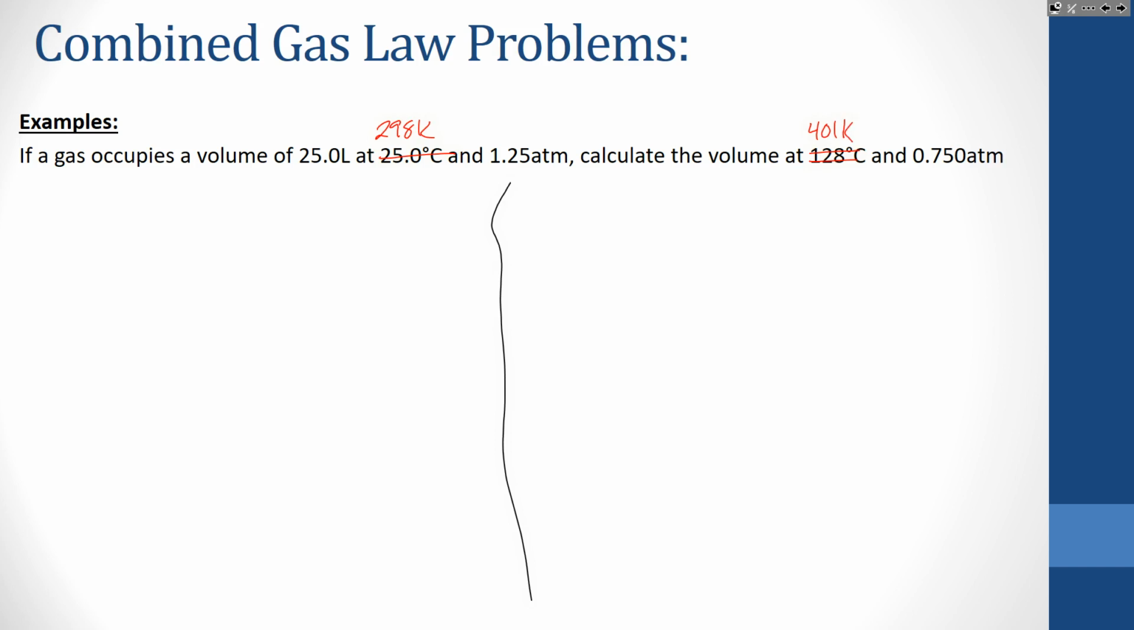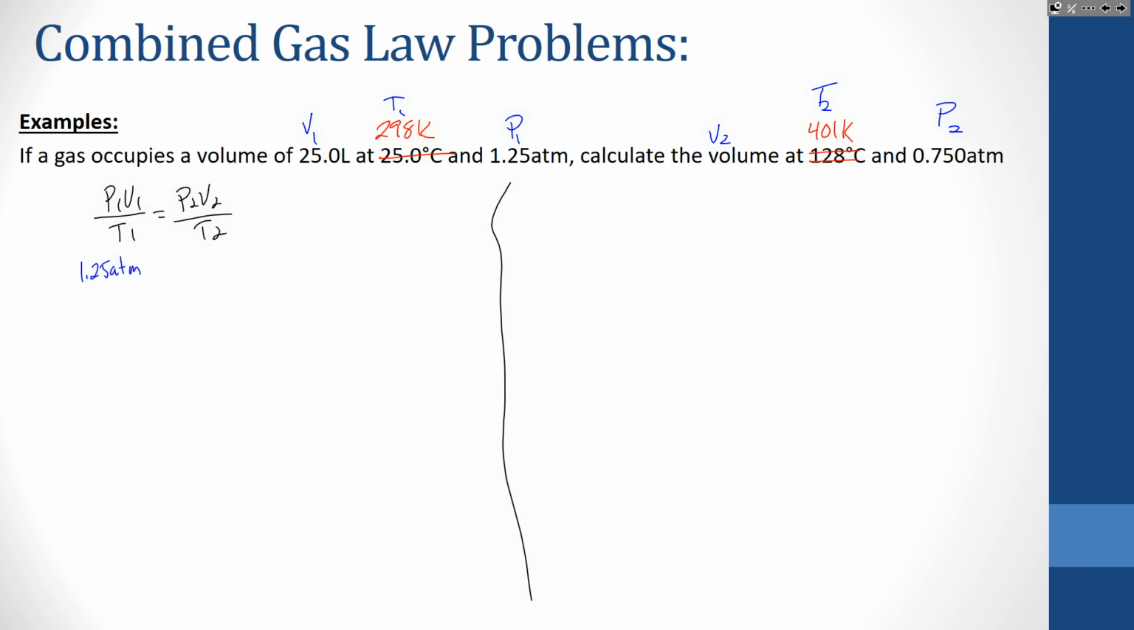So now I'm going to write my formula: P1 V1 over T1 equals P2 V2 over T2. And now I'm going to substitute my values in. Going through, this is volume, this is temperature, and this is pressure. This is temperature, this is pressure. This is 1, 1, 1. This is 2, 2. And we want to find V2, so that's what I'm going to try to find.